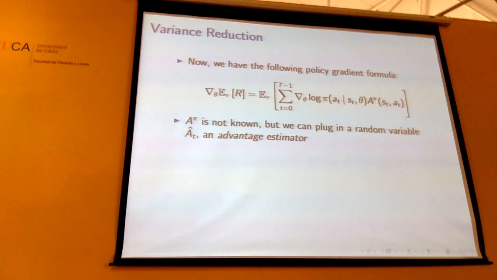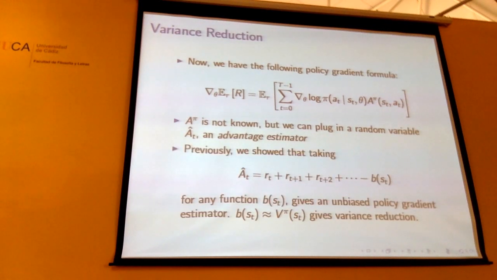Okay, so this advantage function is not known, but if we plug in a random variable A hat, which we're going to call the advantage estimator, then under certain conditions this is going to be an unbiased estimator of the policy gradient. But as it turns out, we don't even care that much if it's unbiased, because we're going to try to make a bias-variance trade-off, and we also care a lot about variance. So we're going to be willing to substitute in biased estimates of the advantage function if we think they're going to be good estimates.